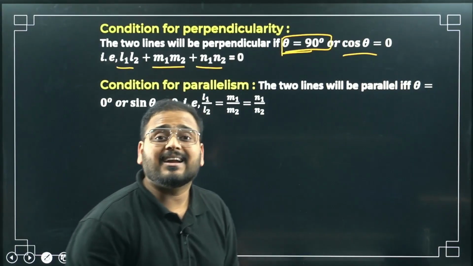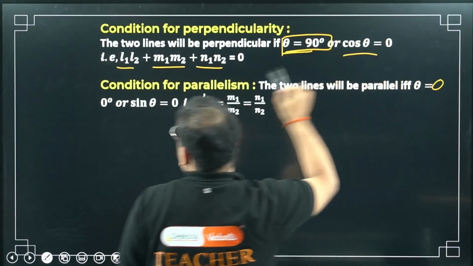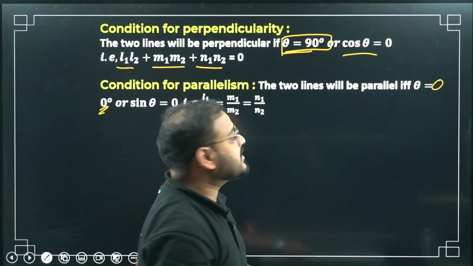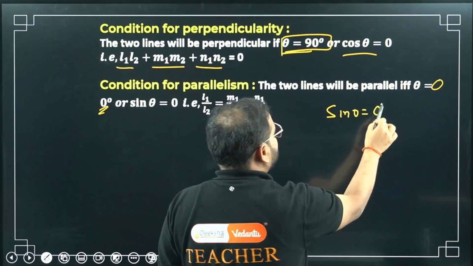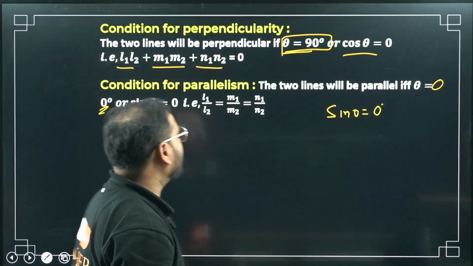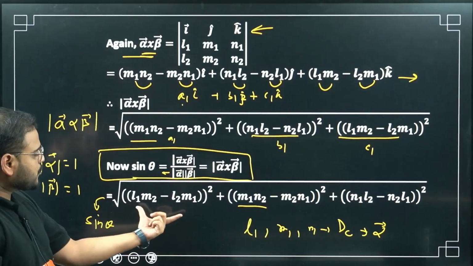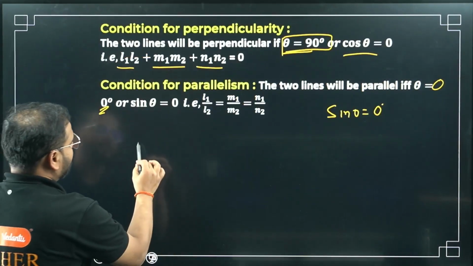What about the parallel lines, sir? Parallel lines means theta is 0, sir. Correct? Theta 0 means what? Sine 0 degree is 0, sir. Very good. Okay. Think about it. Sine 0 means I'll write this whole thing to be equal to 0. I'll write it over here for you.